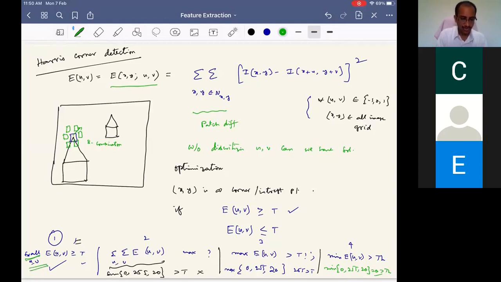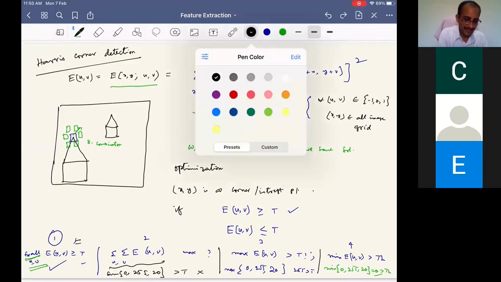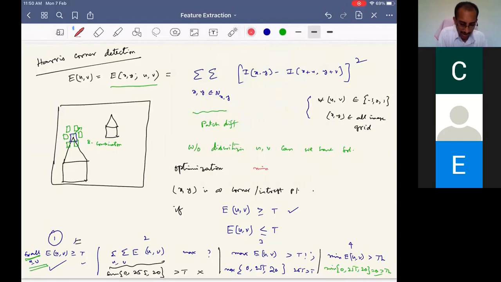So if you would like to pose an optimization problem, we minimize E of u comma v with respect to all u comma v, and that will give you a solution. That solution gives you the direction in which E of u comma v is minimum over all u comma v. So this gives u star comma v star. From this, you can compute E of u star comma v star, and that has to be greater than a threshold for a corner point. Is this clear?